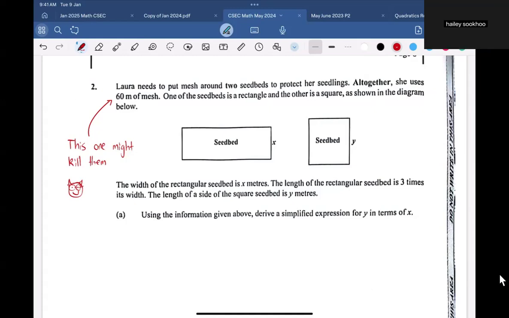Laura needs to put mesh around 2 seedbeds to protect her seedlings. Altogether, she uses 60 meters of mesh. One of the seedbeds is a rectangle and the other one is a square, as shown in the diagram below. The width of the rectangular seedbed is x meters. The length of the rectangular seedbed is 3 times its width. The length of a side of the square seedbed is y meters. Using the information given above, derive a simplified expression for y in terms of x.